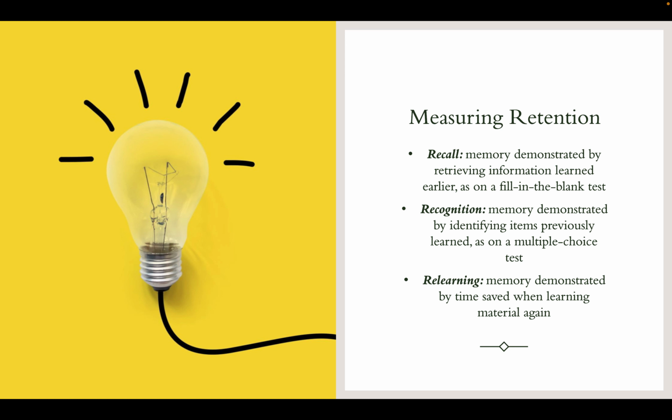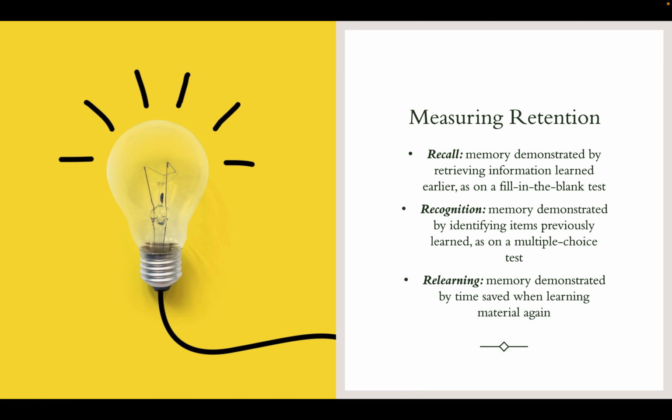Recognition is, or let me go back to recall. Recall is being able to retrieve the information out of storage and into our conscious awareness. So we have to go in, find the memory, and then bring it into our conscious awareness. The next is recognition, and this is memory demonstrated by identifying items previously learned, as on a multiple choice test. So it's when you're given a list of things and you have to be able to recognize if they are what you have learned, what you have remembered.